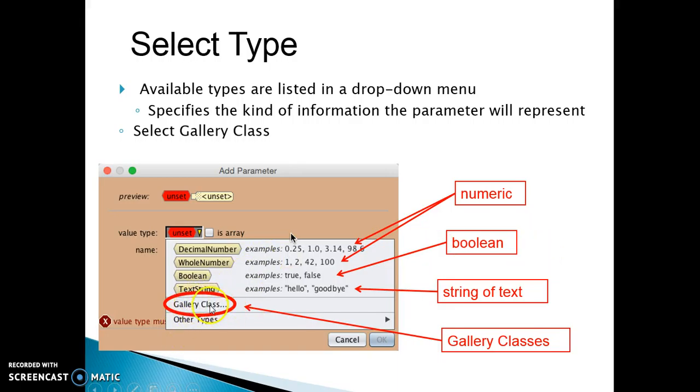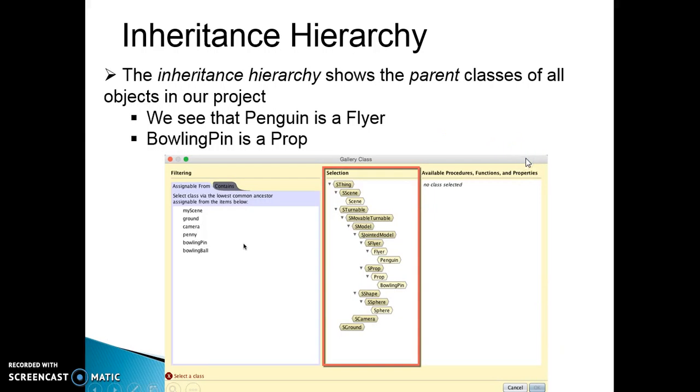Okay, so we talked about these four in class, the numbers, the Boolean, the text. Gallery class is the other thing, and this is what we're going to be doing. So what's the bowling ball? Well, it's a sphere. So the gallery class we're going to deal with is a sphere, and what this allows the penguin to do is push any sphere we want. Well, that's kind of useful.